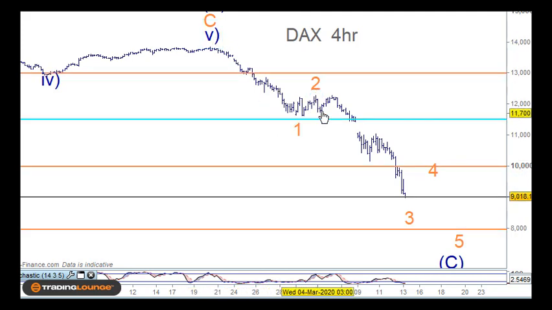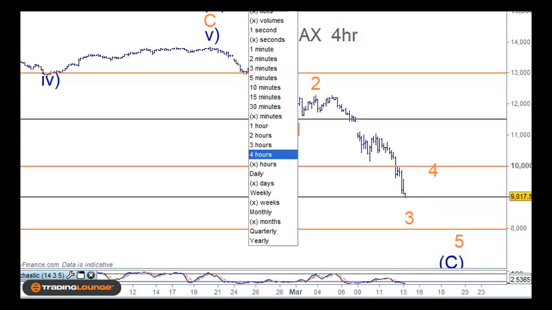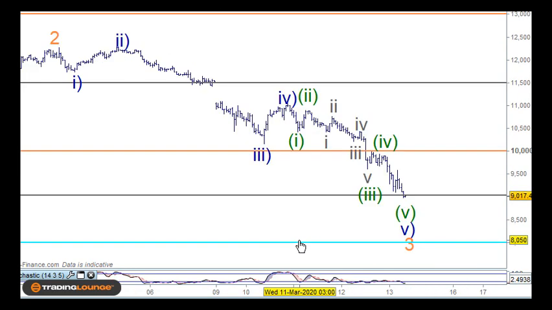So 1 and 2, 1 and 2 and 3 and 4 and 5 here, and once this is completed, wave 4 and wave 5 will take us lower. So long-term traders hold short. And just moving into the hourly chart to pick this count up in more detail.